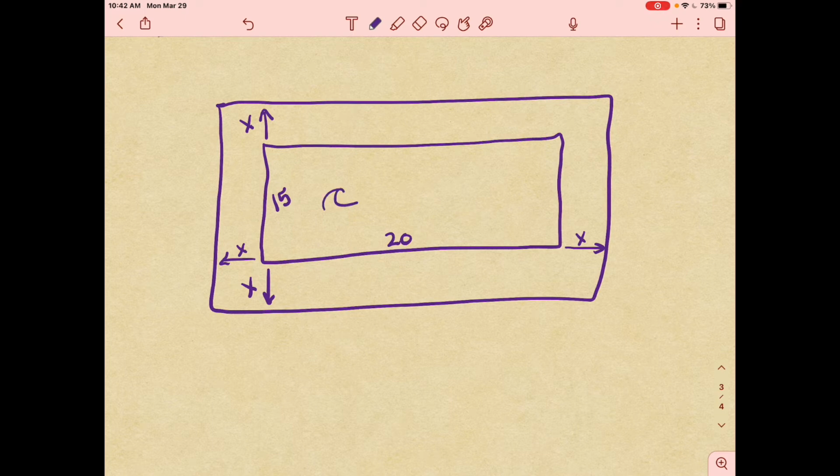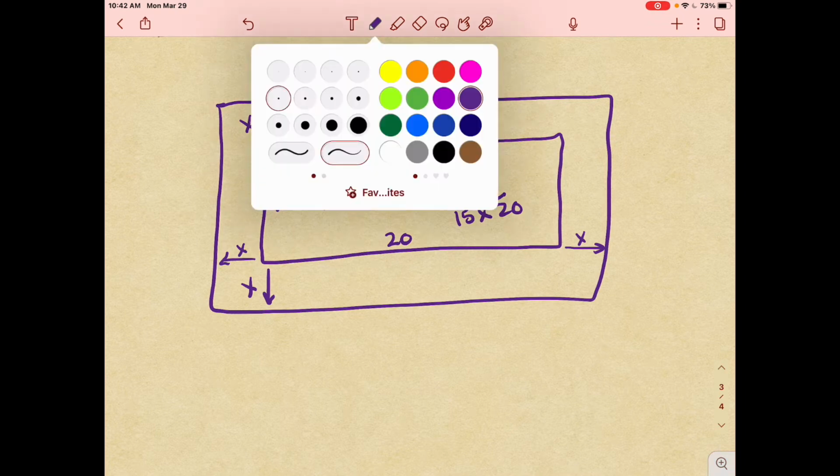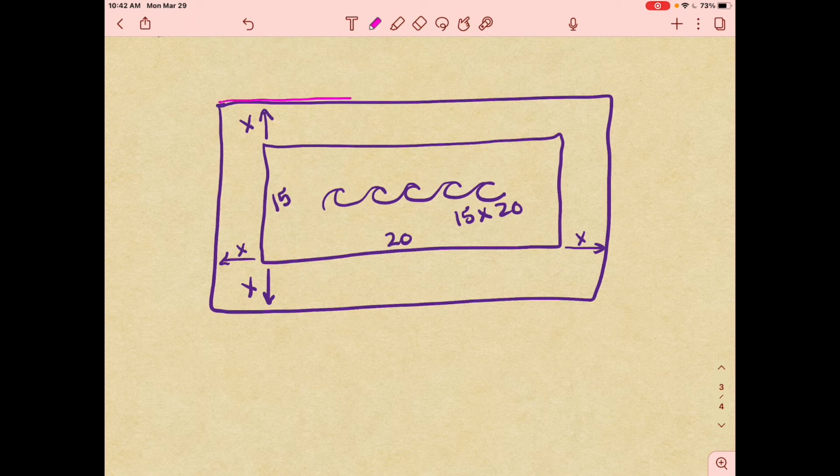And let's talk about what that means. So here's the water of the pool. If I just wanted to know the area of the water, length times width would be 15 times 20, right? But I want to know the area of the pool and the deck. That would be all the way around this outside area, not the inside water area. So, what do I have?